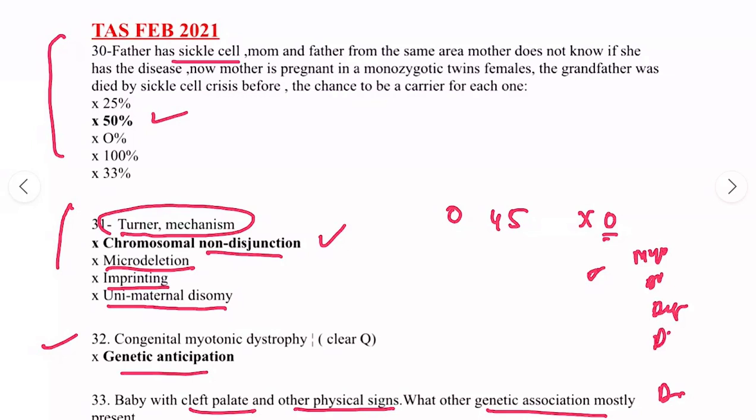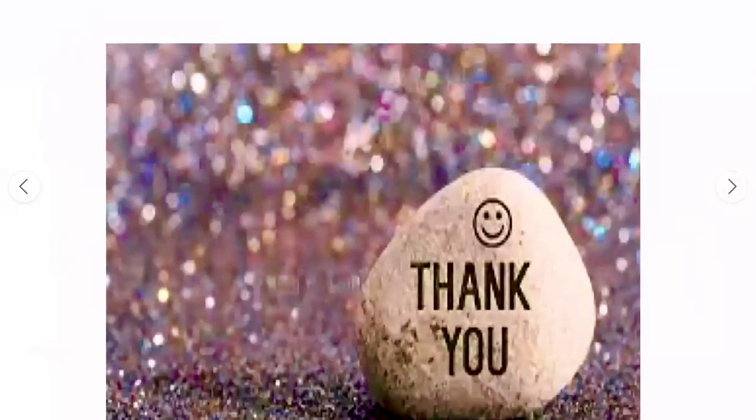Prader-Willi syndrome, Prader-Willi and Angelman syndrome. Yes, these four or five syndromes are important to make your diagnosis. Okay, this was about your genetics recalls.